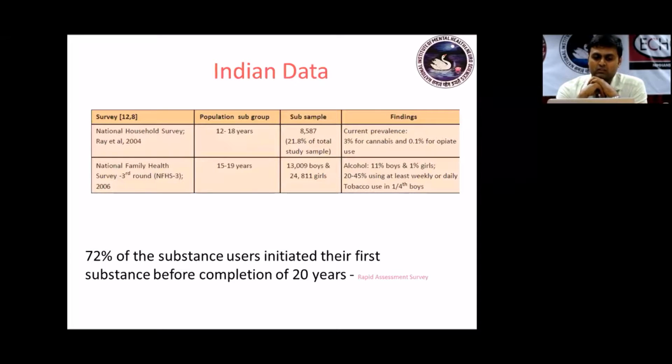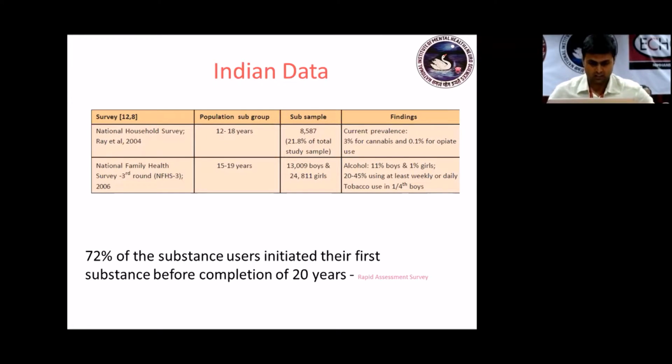The general population assessment, the only data which we have is from the National Household Survey, which was conducted by Dr. Ajit and group in 2004. This is a sample of 8,587 individuals, out of which the 12 to 18 age group was around 20%. And in them, 3% were using cannabis and 0.1% were using opiate as such. This and the NFHS 2006 are the two national prevalence of substance use surveys available as such. Along with this national household survey, the rapid assessment survey which was done has found that around 72% of the substance users have initiated their first substance use at less than 20 years.